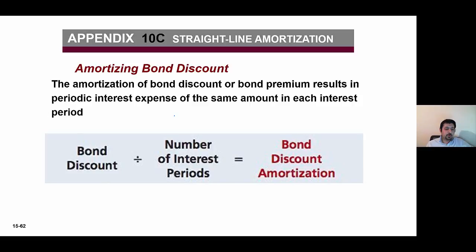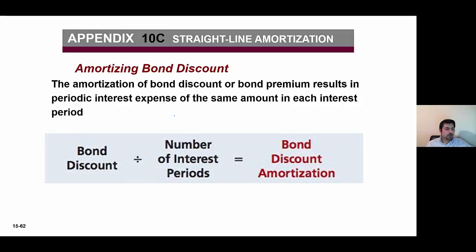Now we get to amortizing bond discounts and bond premiums. As you can see, it's an appendix, and here there are several ways of actually amortizing bond discounts and bond premiums. We will focus here on one of them, which is the straight line method of amortization.